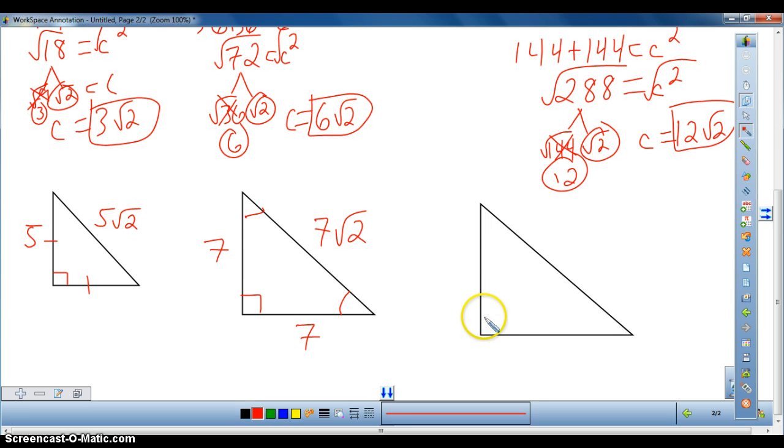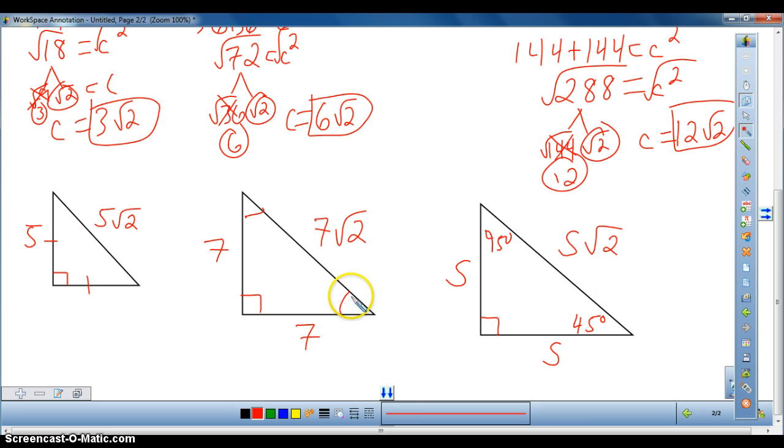As a general rule, so make sure you get this one down as well, if you have a 45, 45, 90 triangle, so if we know these two angles are 45 degrees, and if this side length is S, that's an S, trust me, not a 5, well, it really does look like a 5, especially with the first one. But if the two side lengths are S, then the rule is always that the hypotenuse is S square root of 2. So make sure you have that down.